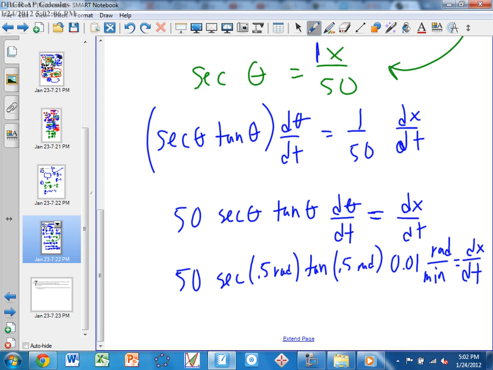Because in your calculator, when you do secant of 0.5 radians, well, 0.5 radians is not going to be a number like pi over 2 or something. But whatever this turns out to be as a decimal, you don't have units on it. You don't have units here. So your units will still be radians per minute.